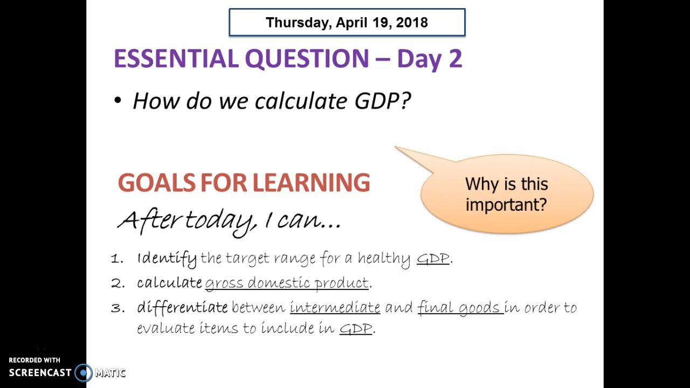We're going to be able to identify the target range for a healthy GDP, calculate GDP, and then differentiate between intermediate and final goods in order to evaluate what items to include in GDP. We need to do this in order to properly calculate GDP.